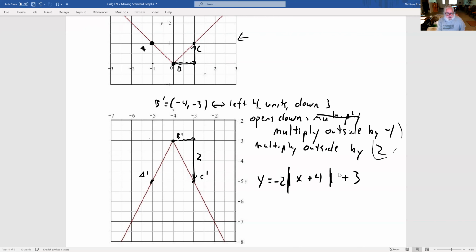Formula for the function. So if you look at the graph, if you figure out where your special points have moved to, you can put together what were the motions that actually worked. So moved left 4, flipped over the x-axis, stretched by 2, and then down 3 would be -3.